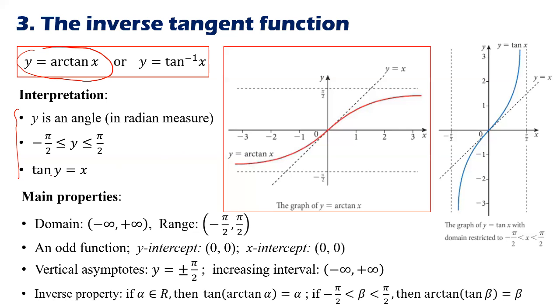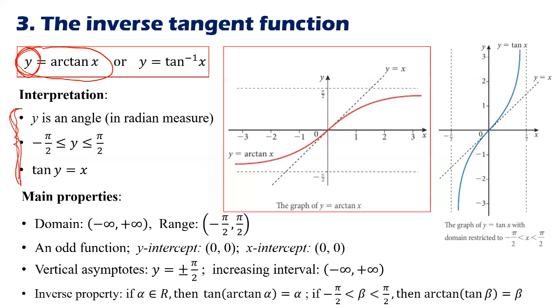Okay, third, tangent y equals x, okay? So basically this is the angle, and this angle lies within minus half pi to half pi. And then the tangent value of this angle is x, right? So if you have an expression like this, that means these three aspects.